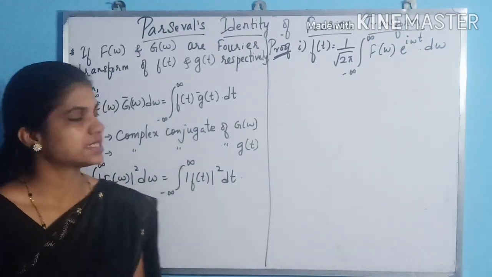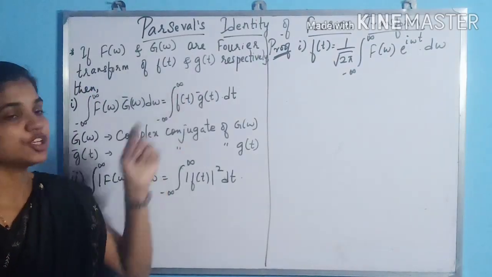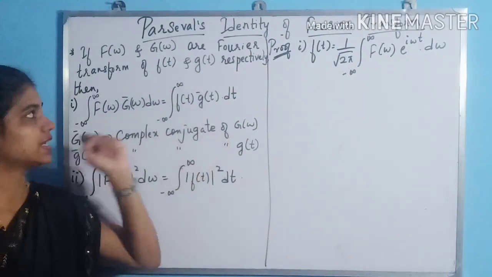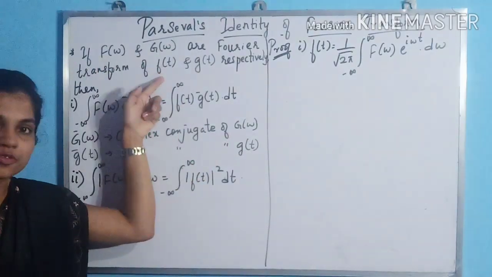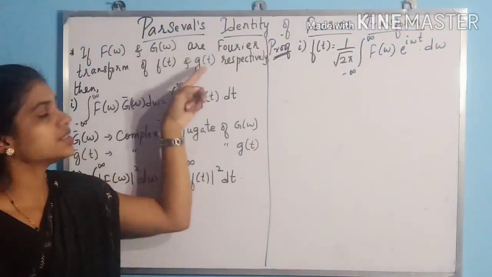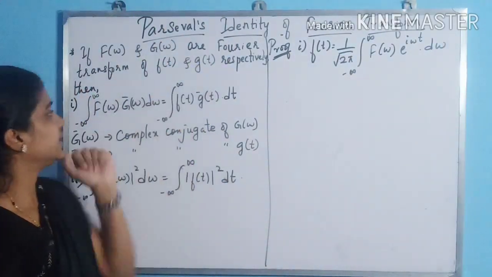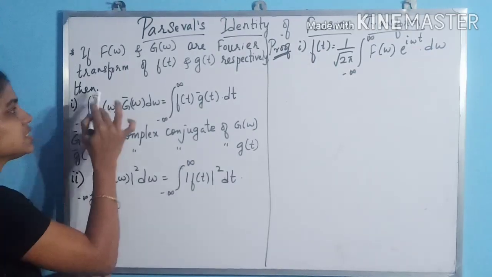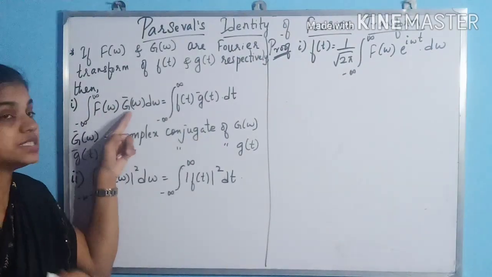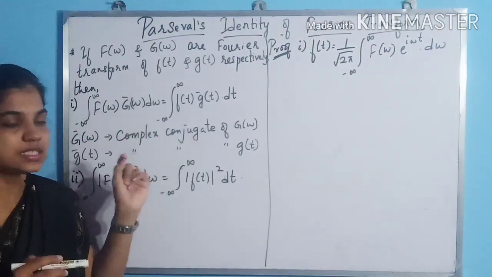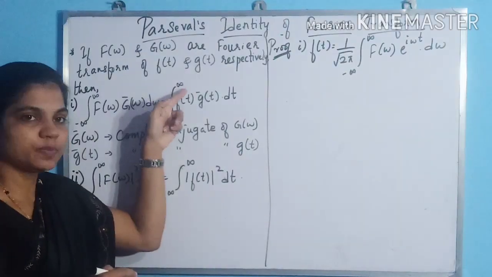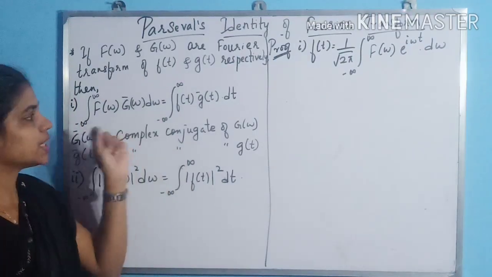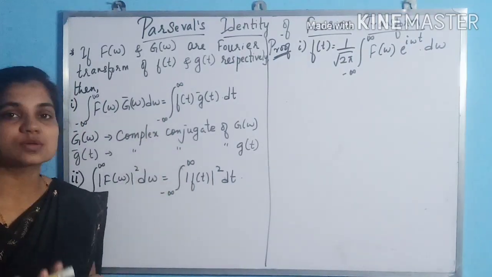The identity states that if F of omega and G of omega are the Fourier transforms of f of t and g of t respectively, that is F of omega is the Fourier transform of f of t and G of omega is the Fourier transform of g of t, then we have two identities. One is the integration from minus infinity to plus infinity of F of omega G bar of omega d omega, which is equal to the integration from minus infinity to plus infinity of f of t g bar of t dt, where G bar of omega and g bar of t are the complex conjugates.